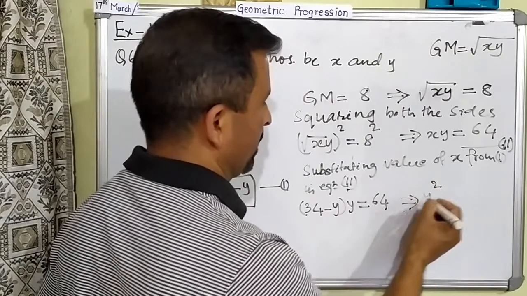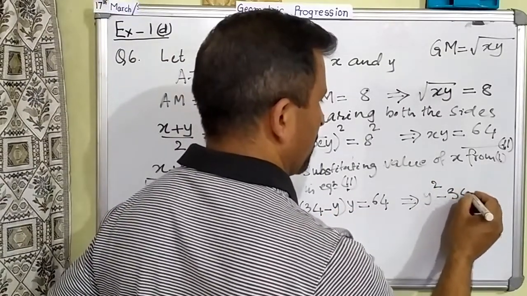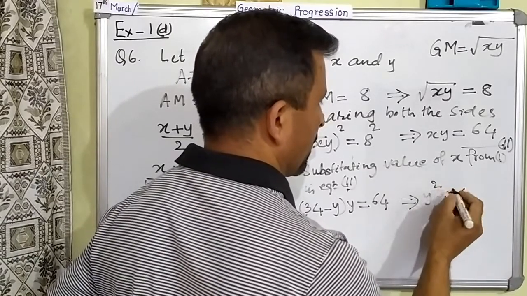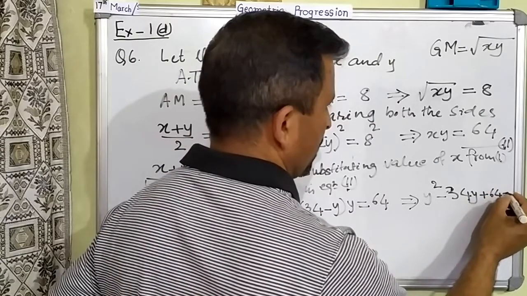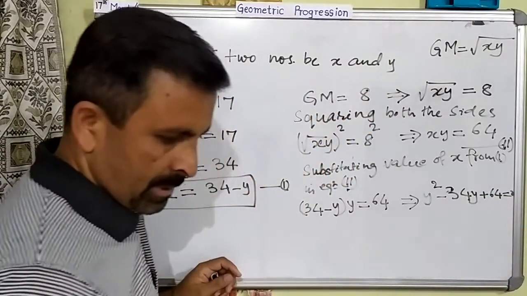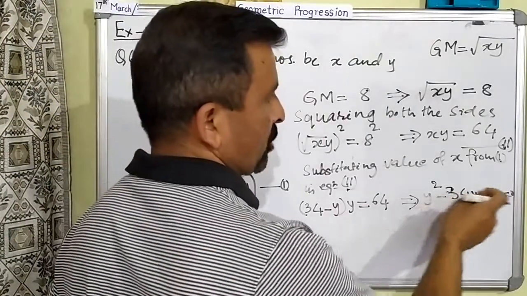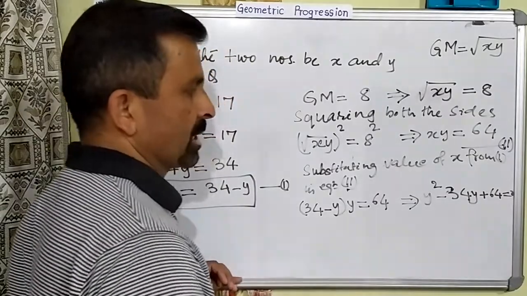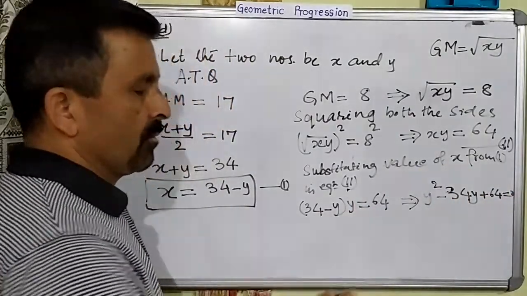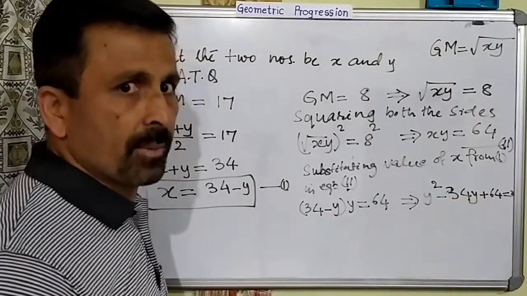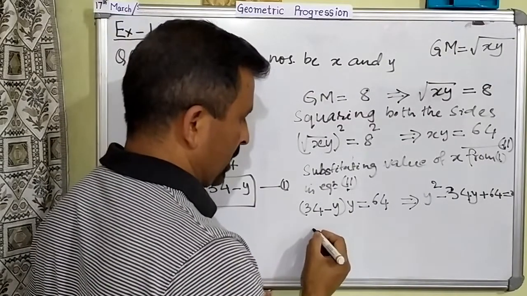And this plus 34y will become minus 34y. And this plus 64 is equal to 0. Is it okay? Now this is your quadratic equation, and now you have become comfortable. Whenever you see a quadratic equation, we used to calculate the value of the unknown quantity by using the root formula. So I am directly going to use the root formula for calculating the value of y.